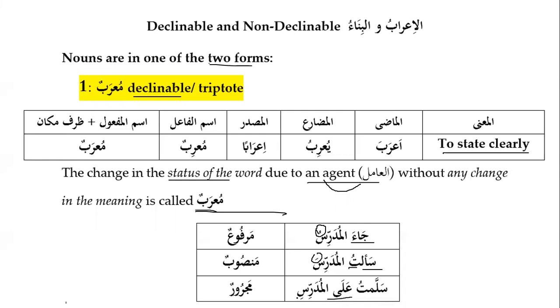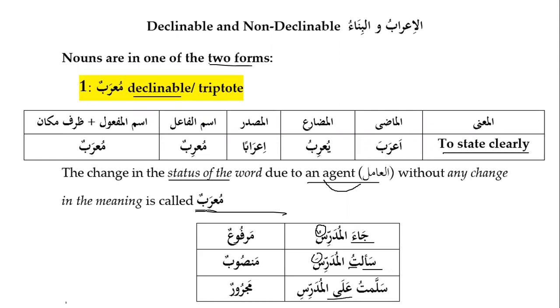So here it is mudarrisi, it has kasra because of ala, right? So here the verb is the amil, and here harf jar is the amil. So the status will change, and it will change because of an amil or agent. And when this change takes place, it is called mu'rabun. Okay, now, here, mu'rabun, is it ismul maf'ul or dharf makan? It is dharf makan. Why? Because it is a place where the ending changes. Okay, so it's a place of changing, right? So something that has been stated, something that has been expressed. So the place of expression where the change has taken place, that is called mu'rab.